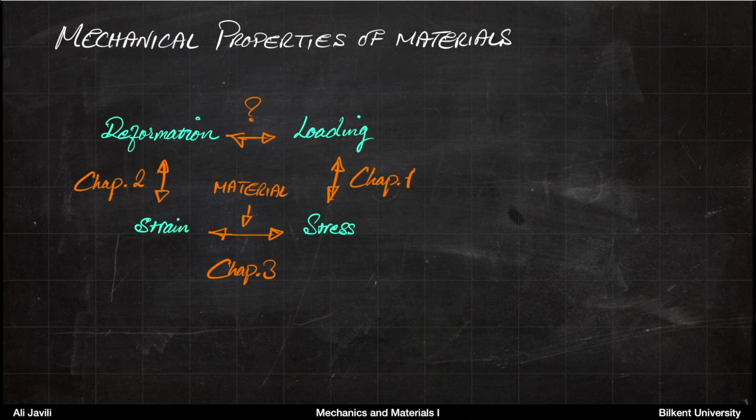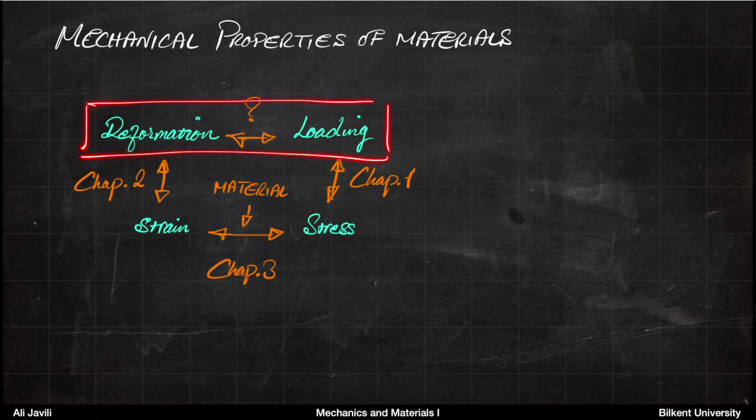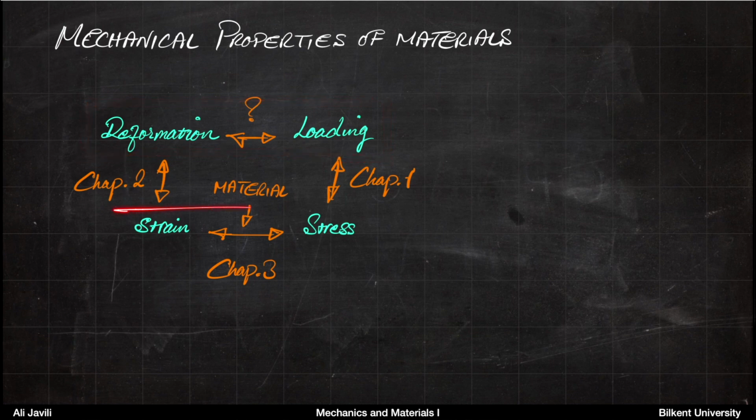So before we jump to the mechanical properties of materials, let's remember the big picture of the mechanics and materials. If you remember, we said the key goal of this course is to find a relation between deformations and loadings. But also we said that to find this relation at this upper level is nearly impossible. So what we do is that we go to a different level to find those relations.